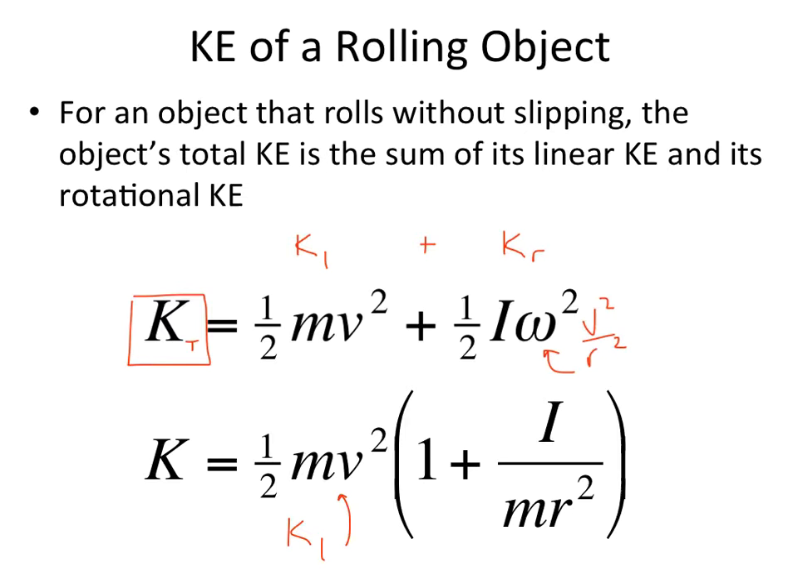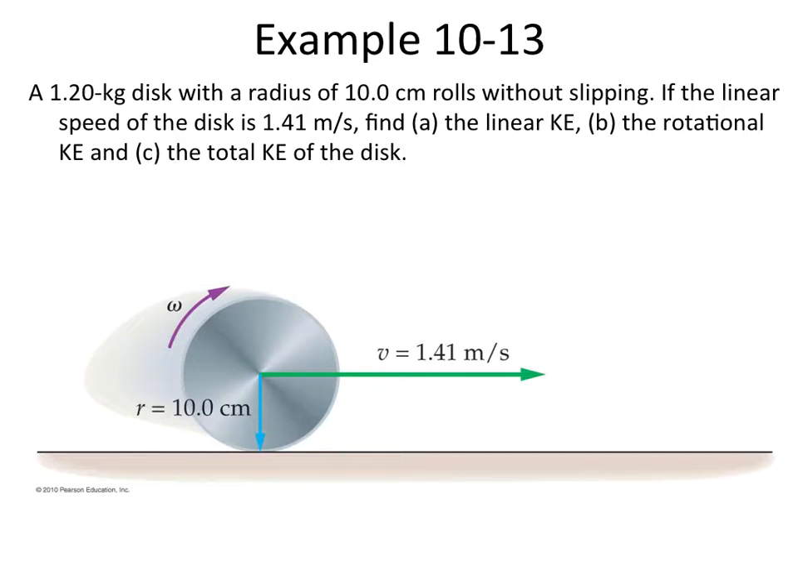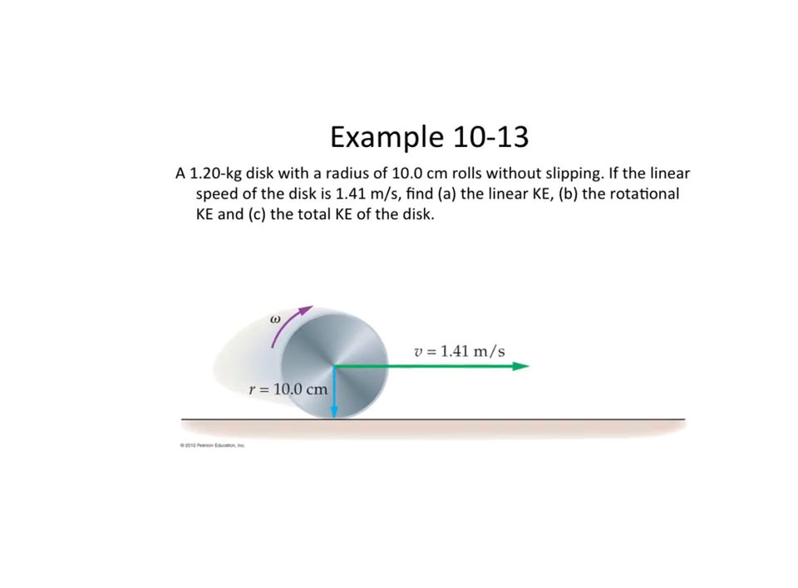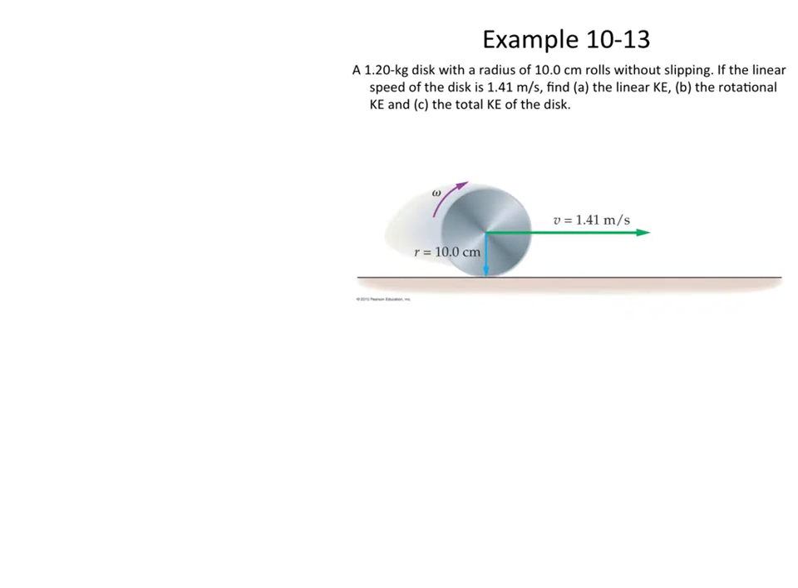The total kinetic energy is the sum of linear kinetic energy plus rotational kinetic energy. Okay, so we've got a 1.20 kilogram disc. So we've got a solid disc right here. That's going to be important to us. In fact, right now I'm going to just shrink this down so I have a little more space to work with. So the mass is 1.20 kilograms. Solid disc with a radius of 10 centimeters. So radius equals 10 centimeters, which equals 0.100 meters, right? Rolls without slipping.